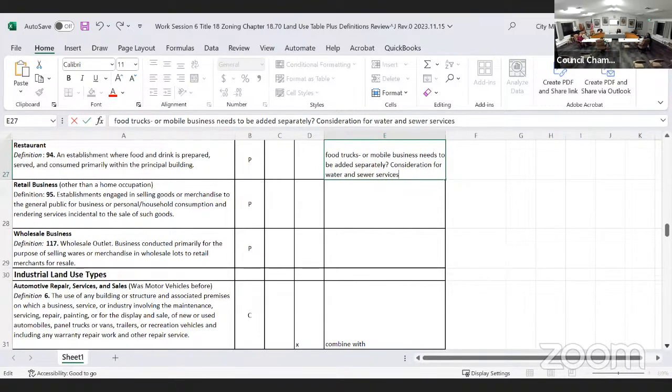And then, are you still looking for that definition, Dawn, or should I move on? You can move on. Okay. I just don't want to rush anybody. Retail business other than a home occupation: establishments engaged in selling goods or merchandise to the general public for business or personal household consumption and rendering services incidental to the sale of such goods.